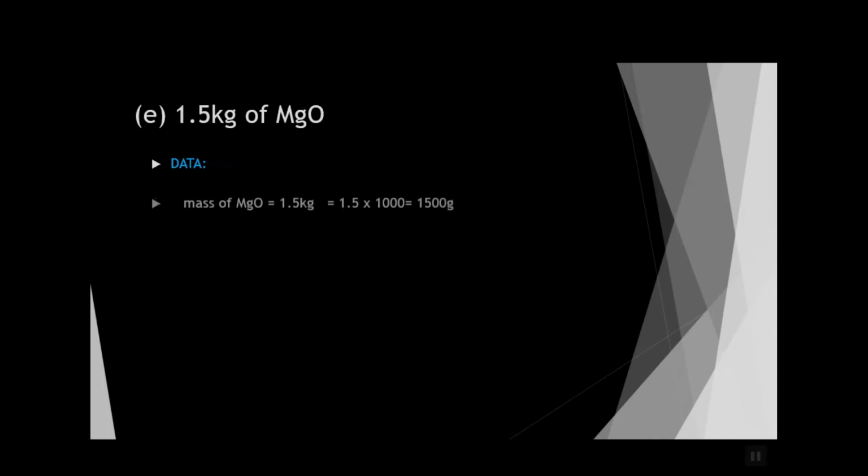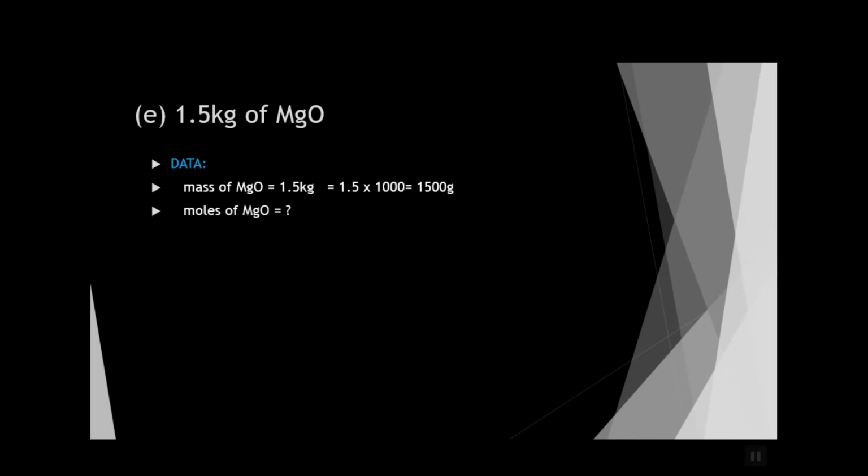Understood? Now next is part E, 1.5 kilogram of magnesium oxide. And our data is mass of magnesium oxide is 1.5 kilogram. And as you know students, here mass is in kilogram, but in the formula we put the value of mass in gram, so we have to convert it into gram. And you know kilogram is a larger unit than the gram, so whenever we go from a large value to a small value, we always multiply by 1000. After multiplying 1.5 by 1000, we get the answer 1500 gram. So mass of magnesium oxide in gram is 1500.